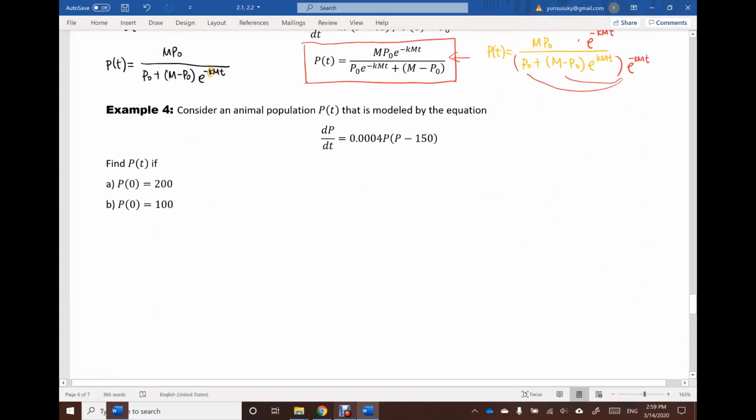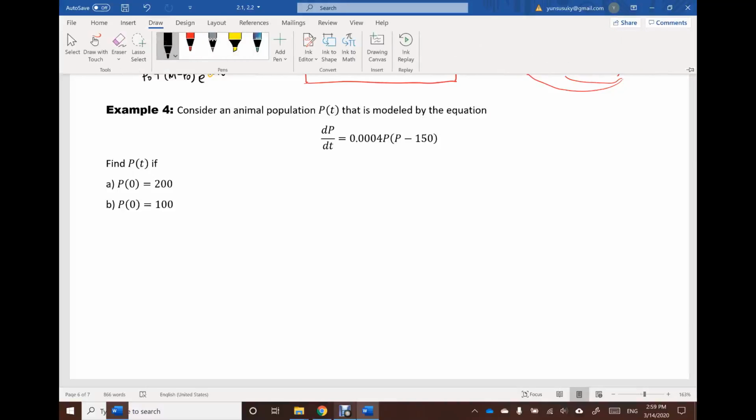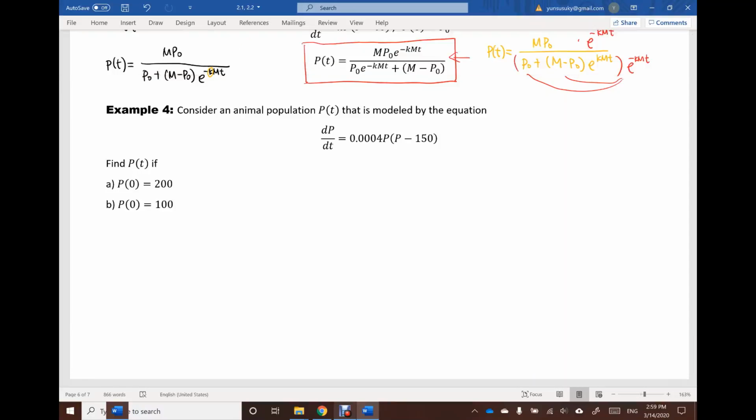Now let's look at example 4. Consider an animal population P(t) that is modeled by the equation. Remember, this is kP and this is P minus M. So you can tell K is 0.0004 and M is now 150. You compare it to the equation setup, and you can figure out K and M in this case. Find P(t) if P0 is 200. Well, we just plug into the formula.